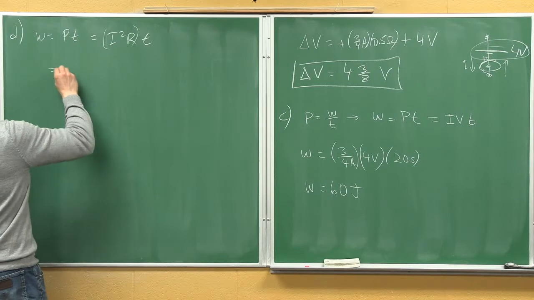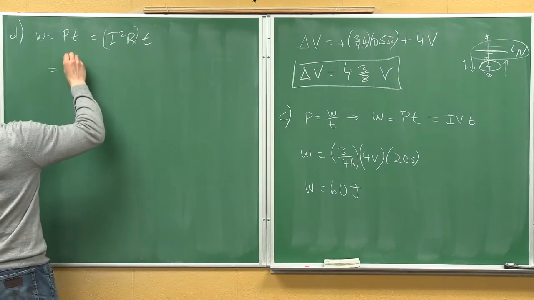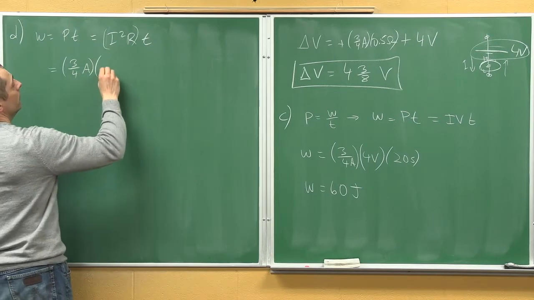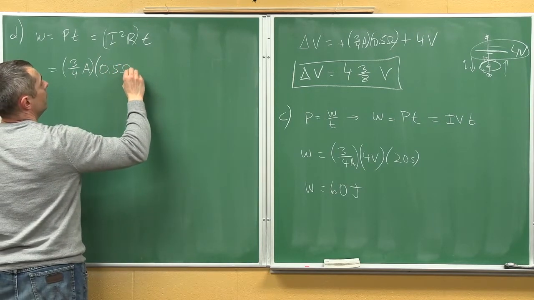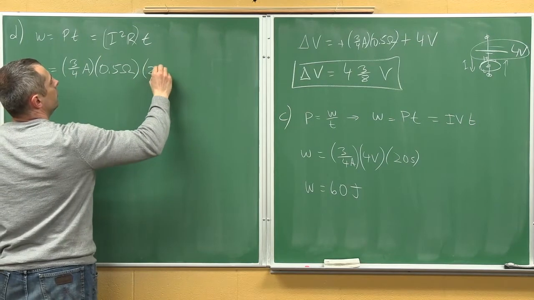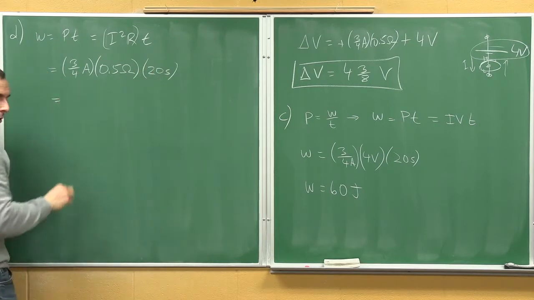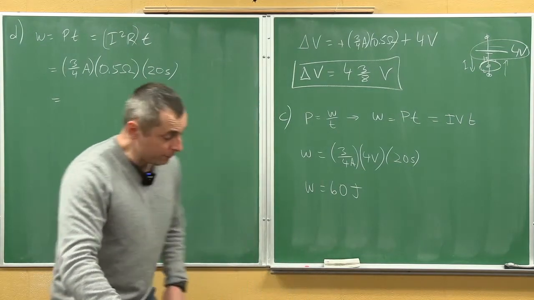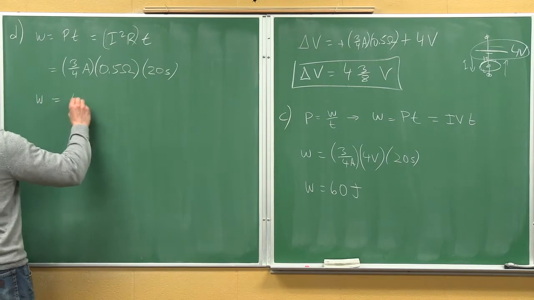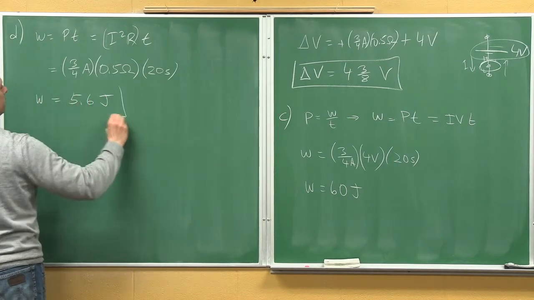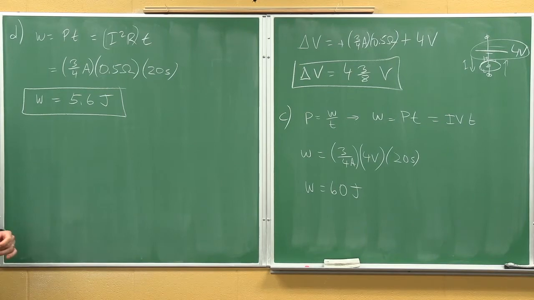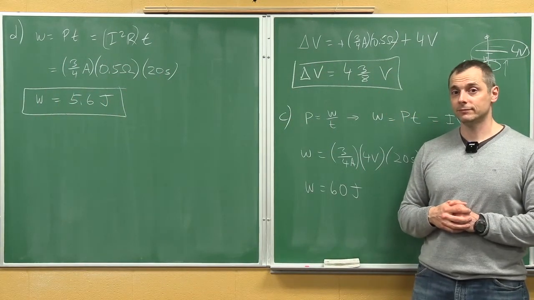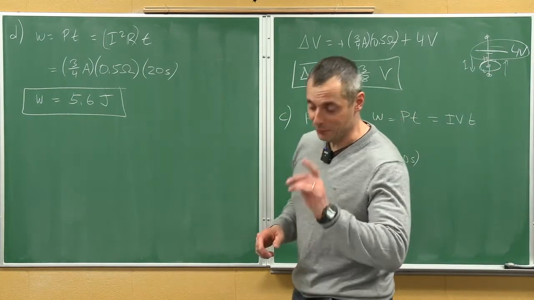Plugging in our known values, the current is 3/4 of an amp, the internal resistance of the battery is 0.5 ohms, and the time is 20 seconds. Punch that in on a calculator, and you will get about 5.6 joules of heat produced in that resistor. All right, if you need a moment to catch up, I'll create a pause to allow you to copy that down. So that was example 1.